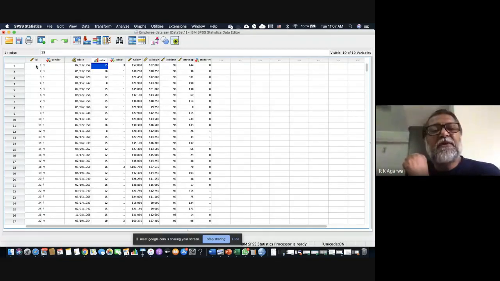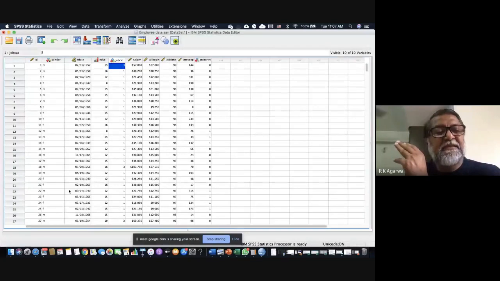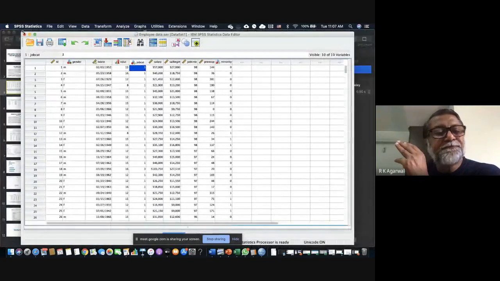Then you have 3 job categories. They have been categorized as 1, 2, and 3. What are these 3 categories? We can see that also. What are the job categories?